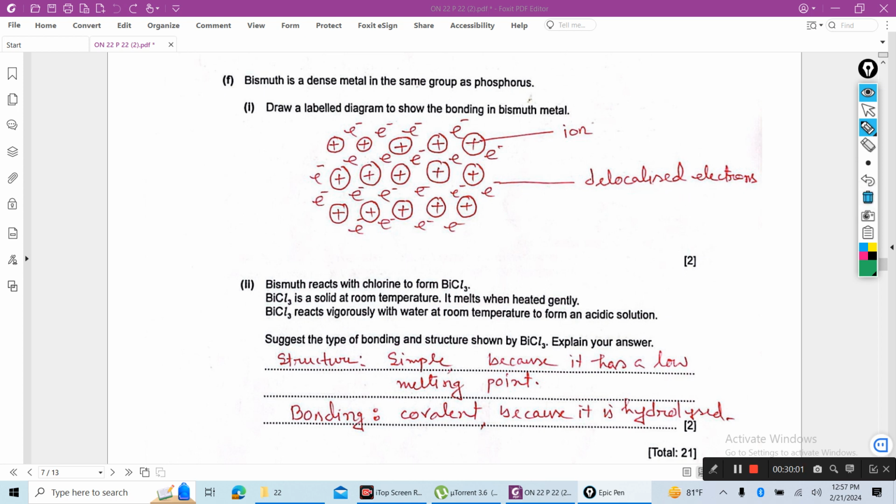So label positive ion, these electrons delocalized electrons or mobile electrons. Bismuth is a metal, so you have to draw a diagram of metallic bonding.